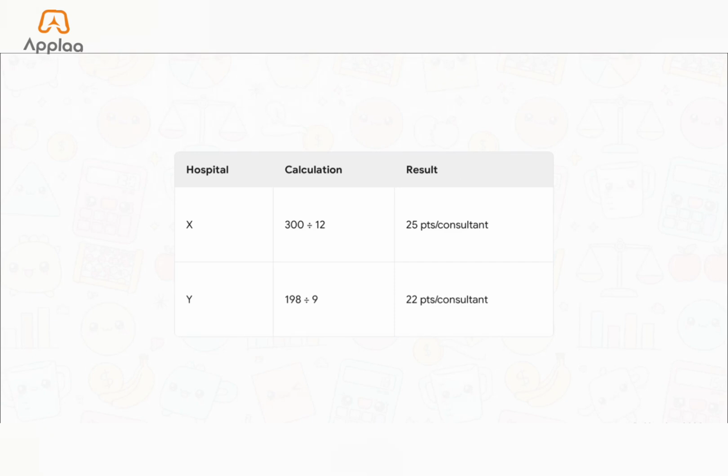Because the question specifically asked for patients per consultant, we absolutely must divide the number of patients by the number of consultants. Doing that proves Hospital Y, with 22 patients per consultant, is the correct answer. The inversion trap here is strong, guys. If you just blindly divided consultants by patients, you'd get trapped right into picking Hospital X. Bypassing this trap is all about reading the specific direction of the wording.